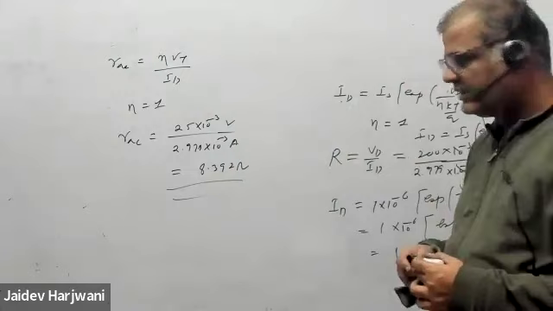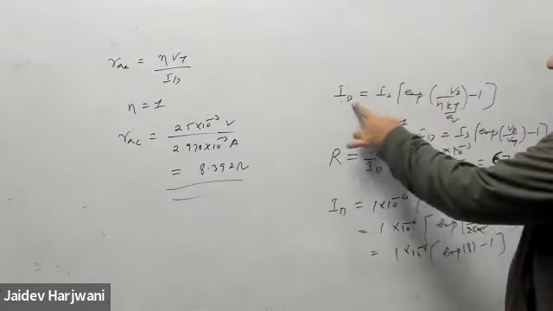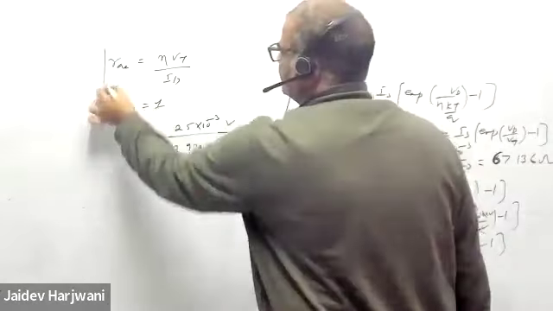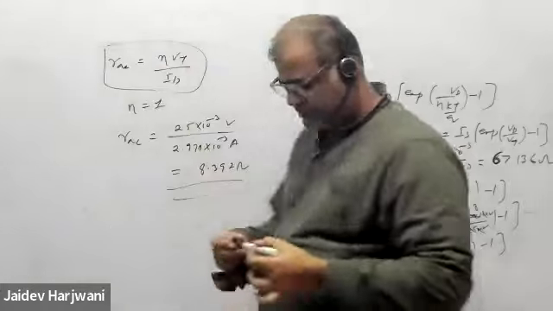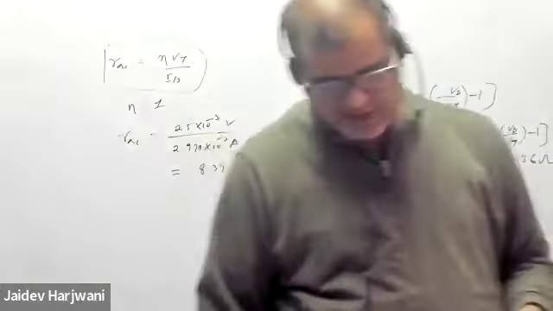So this is the difference between AC and DC resistance. DC resistance is simply the applied voltage and how much current is there, the ratio of VD by ID, and the AC resistance of the diode is this one. Tomorrow we'll do some more problems to understand this concept clearly. So I'll stop here.